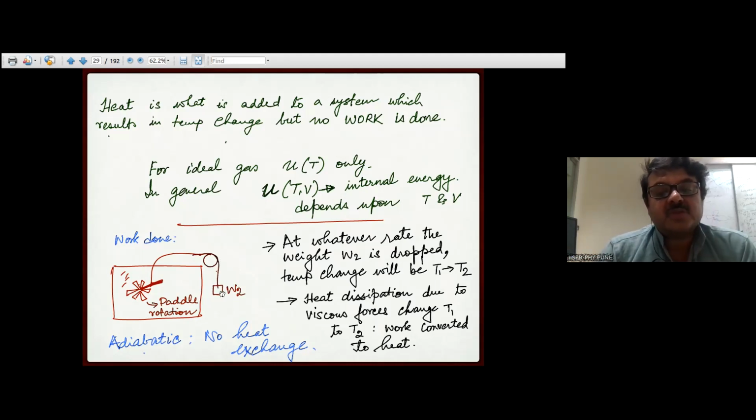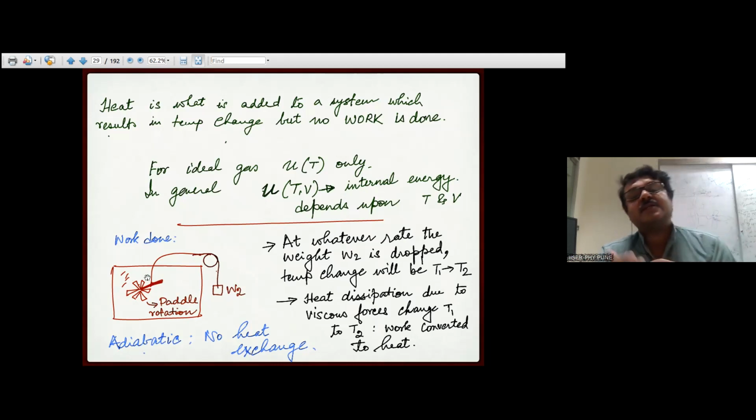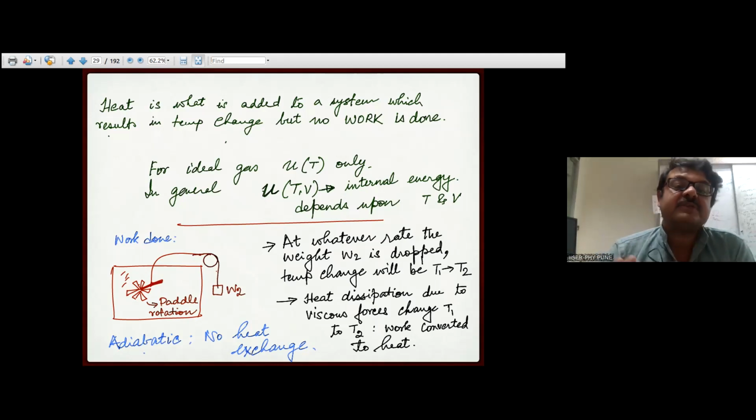Now he allowed the same work to be done at different rates, slow rate, fast rate. So the path is in that sense a bit different. But he saw that whatever the weight W was dropped, the temperature change always went from T1 to T2. Why? Because as it rotated, it had friction with the fluid and it dissipated heat. So heat was generated. So work was transformed into heat by friction, by rotation of these paddle wheels. And it saw that the heat dissipation due to the viscous forces always led to a change of T1 to T2. So work was completely converted into heat.